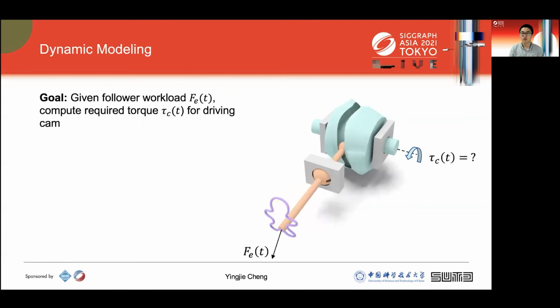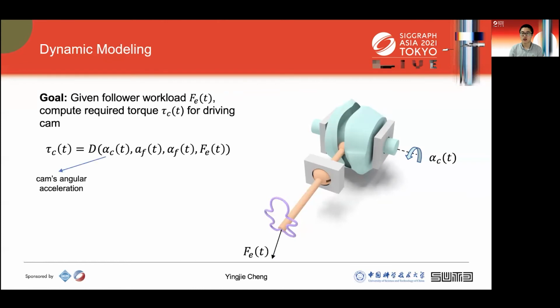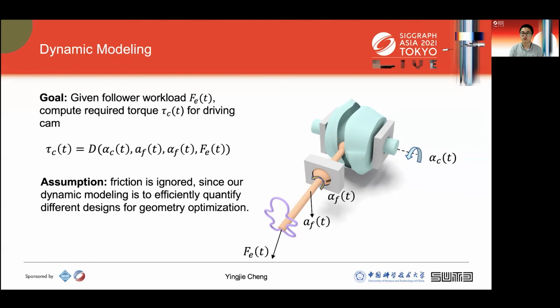For dynamic modeling, our goal is to compute the required torque for driving cam, given follower's workload. While the geometry is fixed, the torque is related to 4 factors: cam's angular acceleration, follower's acceleration, follower's angular acceleration, and workload. The first 3 of which can be calculated in kinematics.